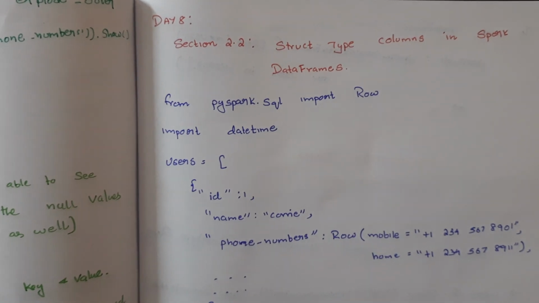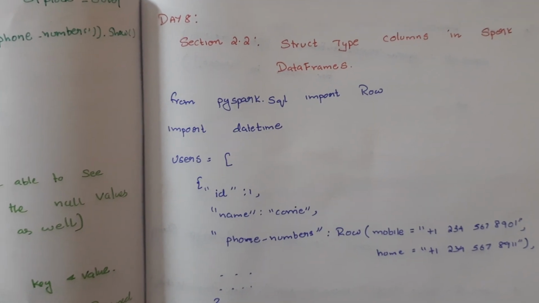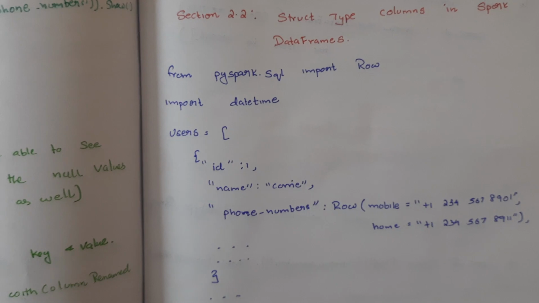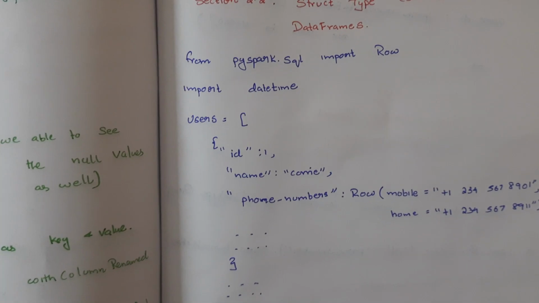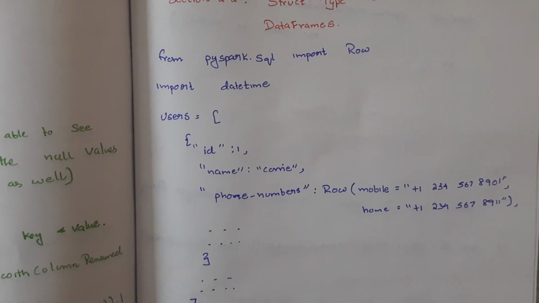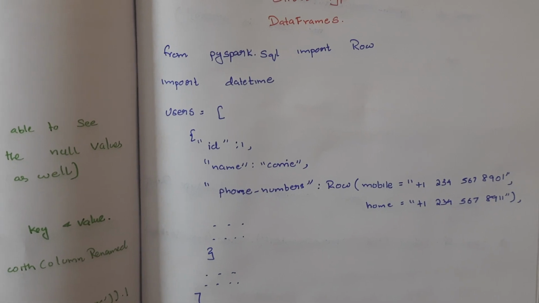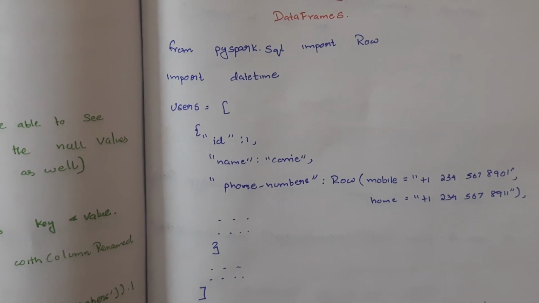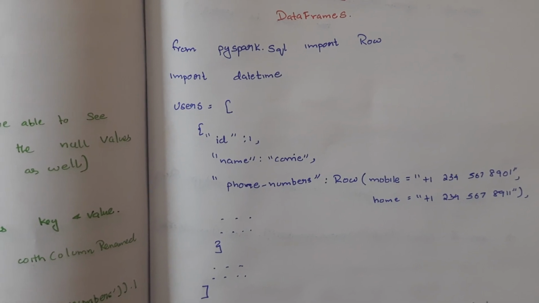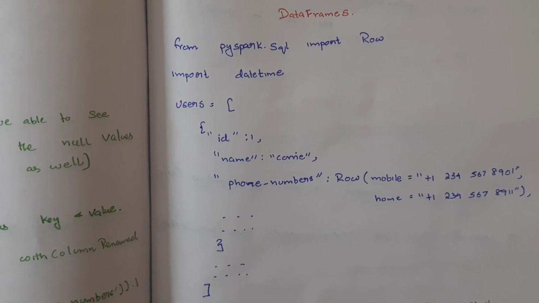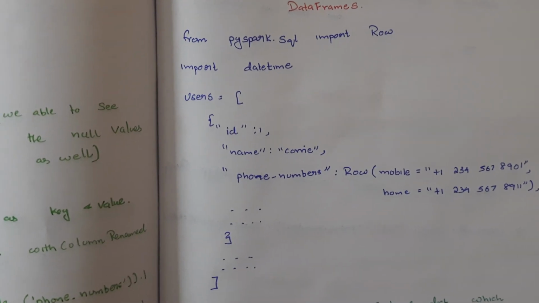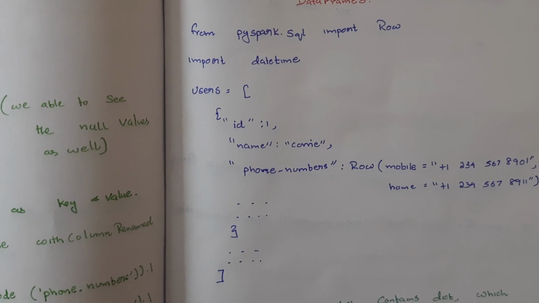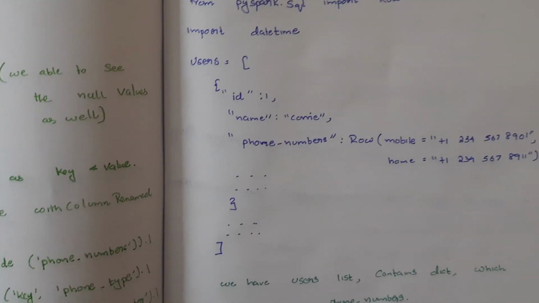So I'm importing Row here from pyspark.sql, and also datetime, which we have imported earlier to support the date columns. We have user data here, which is nothing but a list of dicts, and each dict has multiple attributes like id, name and phone numbers. If you see the phone number, it is a Row again, which has the keys mobile and home and their corresponding values.